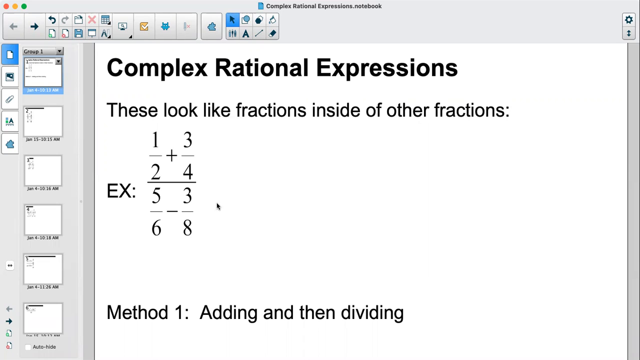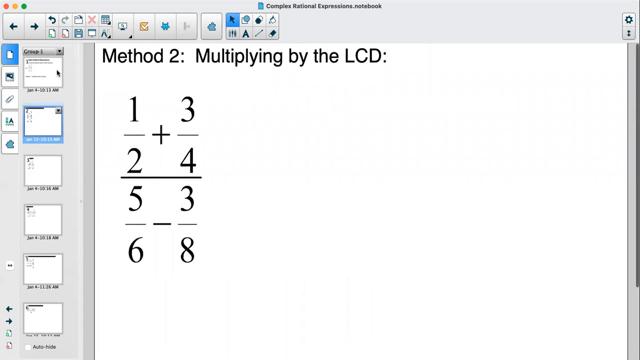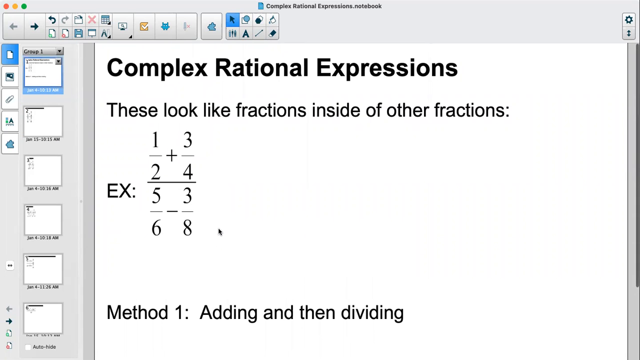So there's two ways to simplify these. When I say simplify, I mean get it so that there's not a fraction inside a fraction anymore. Like somehow get rid of these fractions so that we just have a regular fraction without a fraction inside the fraction. I've said that word a lot now. So there are two methods for doing this. Method one, I'll show you, but I always use method two, but we'll talk about this one first.